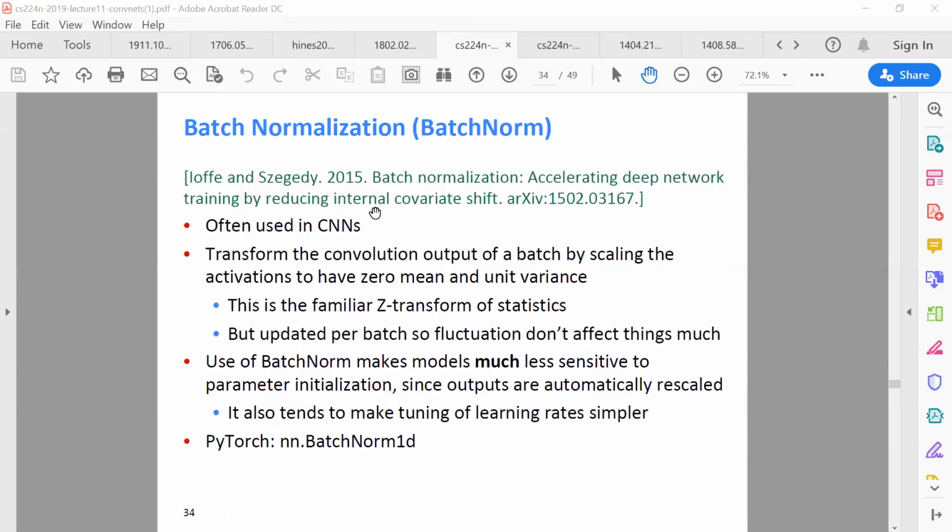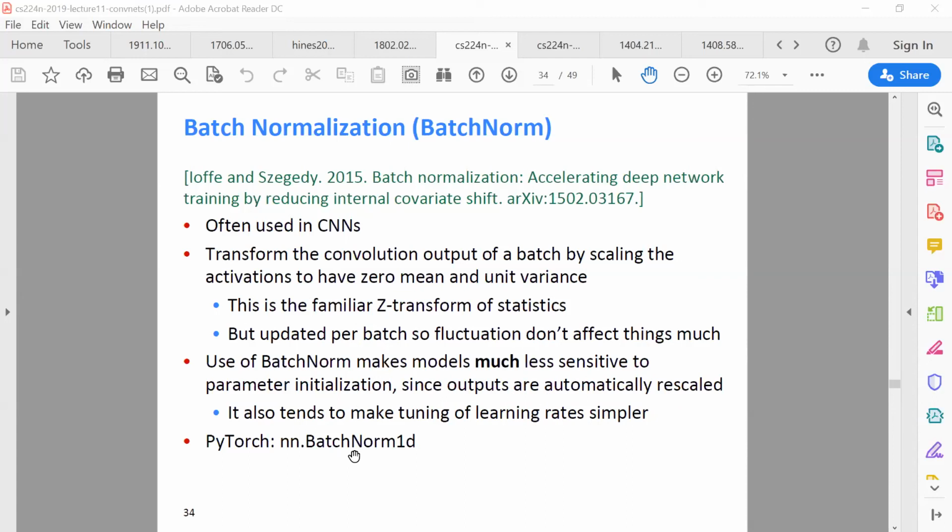Batch norm is another concept that comes from images, or at least it first came from images. Convolutional networks scale the activations to have zero mean and unit variance, and you update every batch. Makes the models less sensitive to parameter initializations. Makes the tuning of learning rates simpler, and apparently PyTorch has this available for 1D convolutions as well.